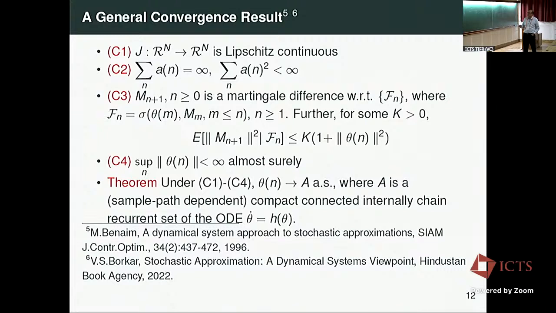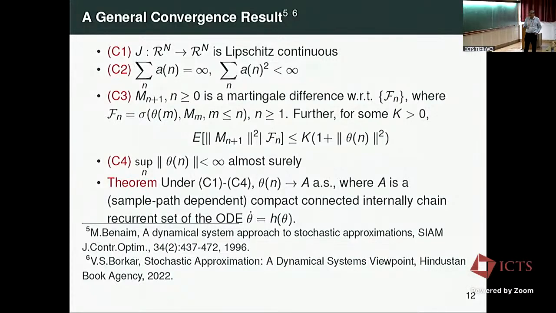It says that the supremum over n of norm theta n is finite almost surely, which essentially ensures that the iterates are uniformly bounded with probability 1. It's just that the bound on the iterates is not constant across sample paths. On different sample paths, you will have different constants. Essentially, that's the requirement. And there are sufficient conditions under which one can actually show that this condition will hold. But of course, one needs to verify whether or not that happens.